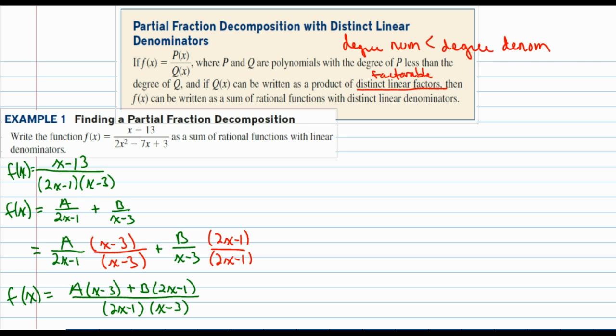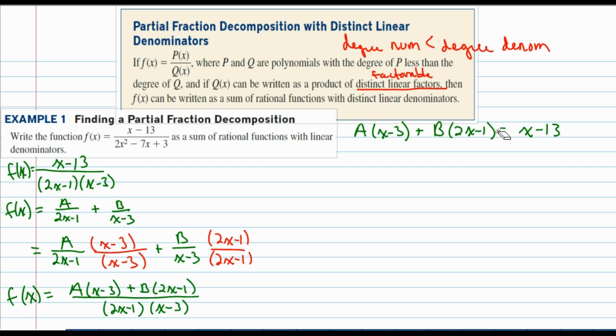which means that a times x minus 3 plus b times 2x minus 1, all over our factored trinomial, will equal the original expression. It's just a new way of writing it. So in conclusion, the new numerator, a times x minus 3 plus b times 2x minus 1, will equal x minus 13. It's just a different way of writing it because we can do this partial fraction decomposition.